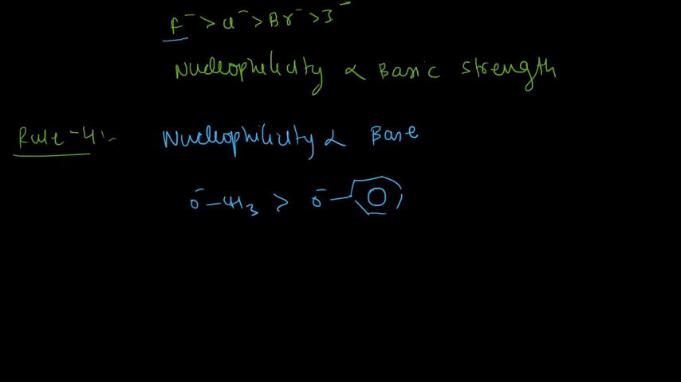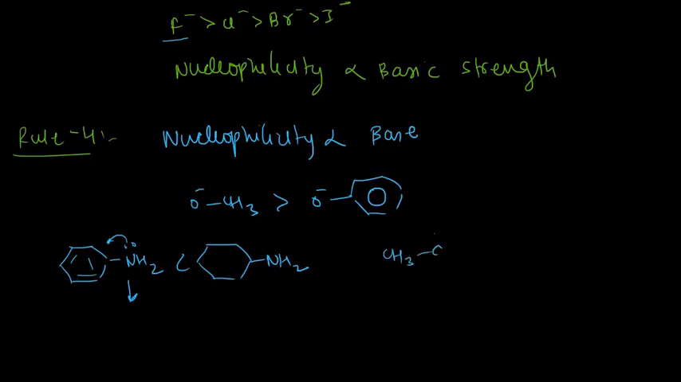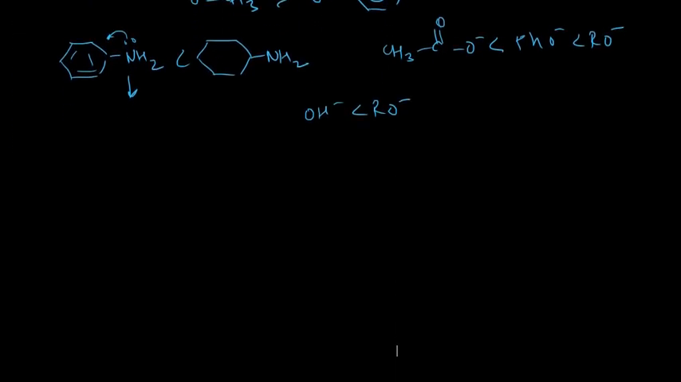Similarly, if we see a compound like aniline, the NH2 lone pair is going in resonance, so it decreases the availability of the lone pair, hence decreases the basicity or nucleophilicity. And again we have CH3COO minus, which is less than PhO minus, which is less than RO minus. Then OH minus is less than RO minus. So these are all the order of nucleophilicity and basicity.